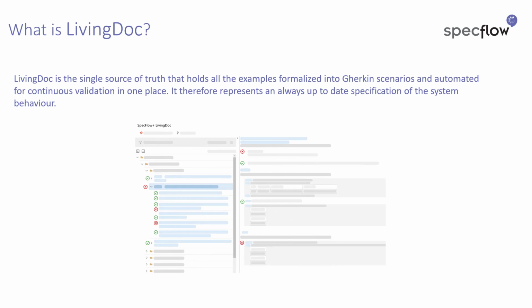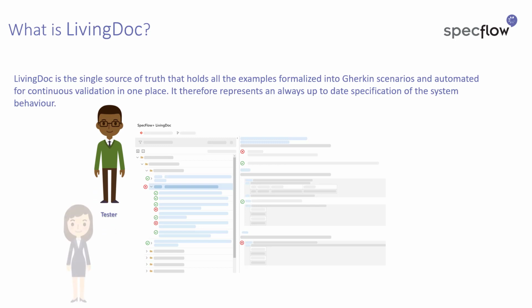Now you might ask yourself, how do I create this single source of truth and share it with all the stakeholders, some of which may not be technical users? Well, that's where SpecFlow LivingDoc jumps in and fills the gap. LivingDoc is the single source of truth that holds all the examples formalized into Gherkin scenarios and automated for continuous validation in one place. It therefore represents an always up-to-date specification of the system behavior.